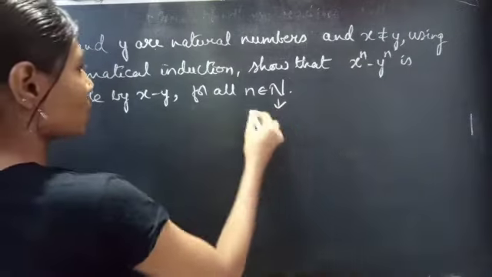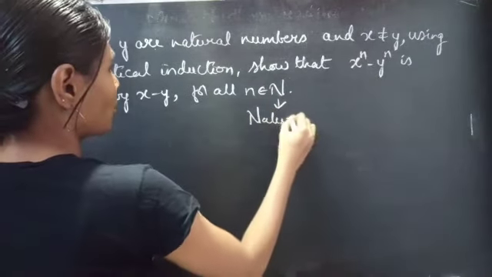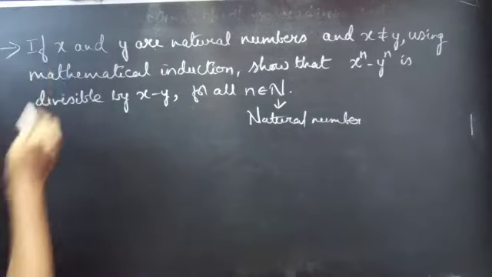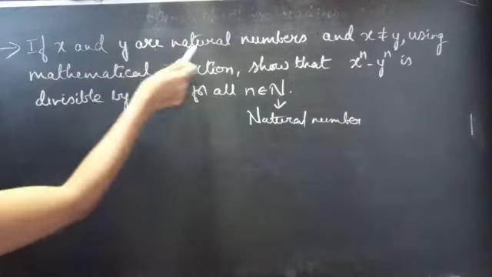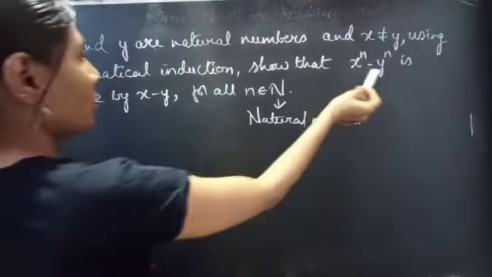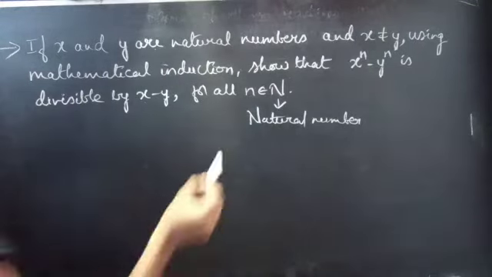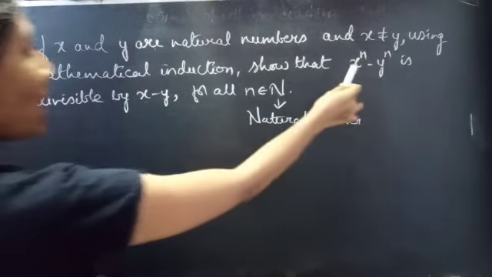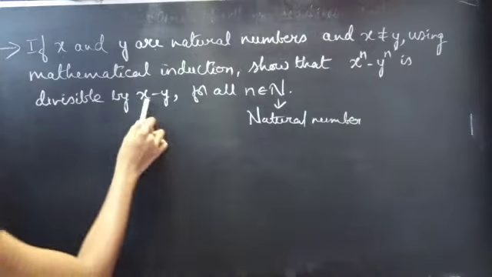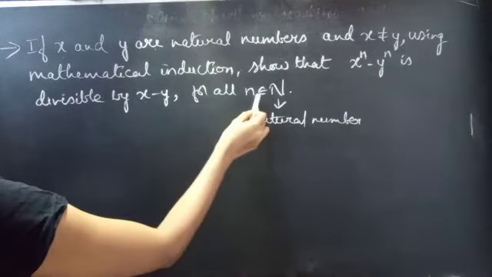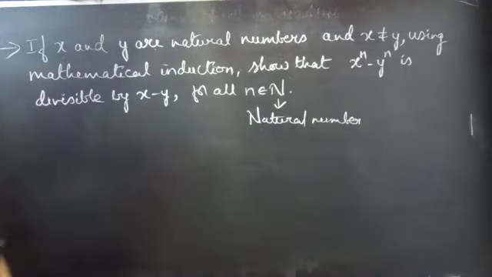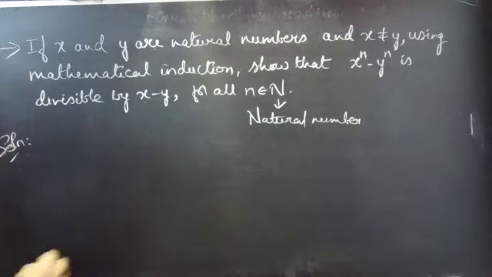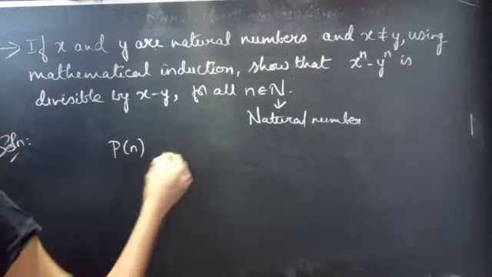Here capital N stands for natural numbers. So if x and y are natural numbers such that x is not equal to y, then we have to show that x power n minus y power n is divisible by x minus y for all n belongs to natural numbers. Okay, solution.